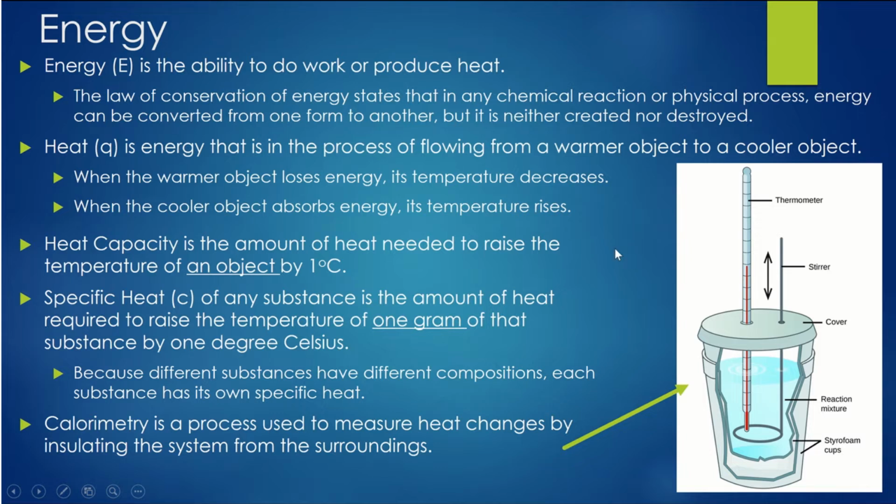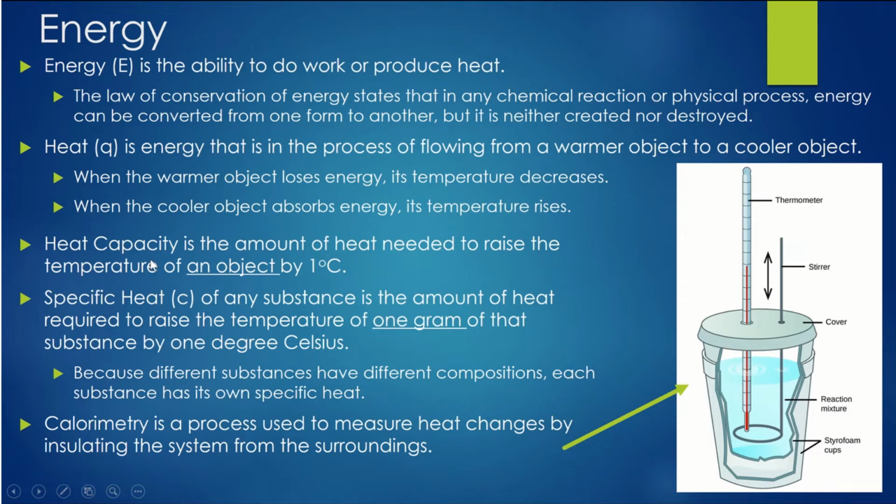Hopefully that's pretty straightforward. So next we have two terms here. Make sure you look these two terms over and have a good understanding of them. Heat capacity is the amount of heat needed to raise the temperature of an object by 1 degree Celsius. And that's opposed to specific heat, which we use a little c to symbolize. And this is the one we're going to work with most often. And specific heat is the amount of heat required to raise the temperature of 1 gram of that substance by 1 degree Celsius.